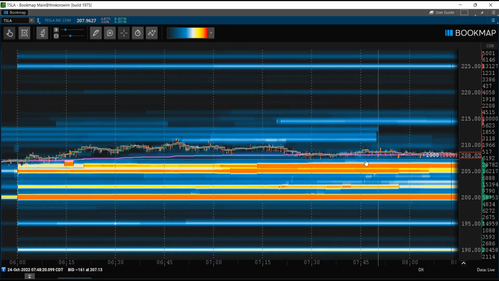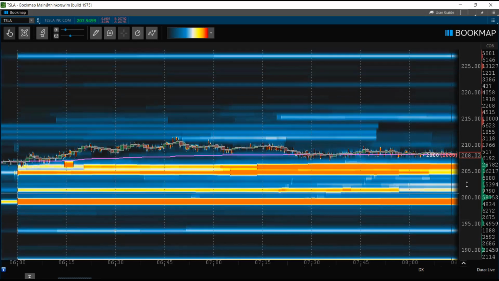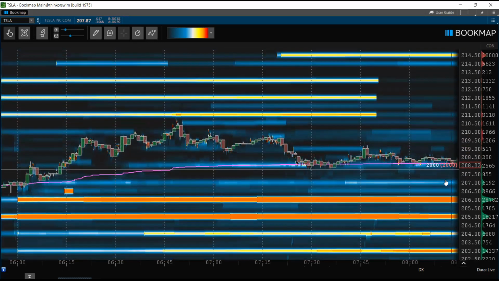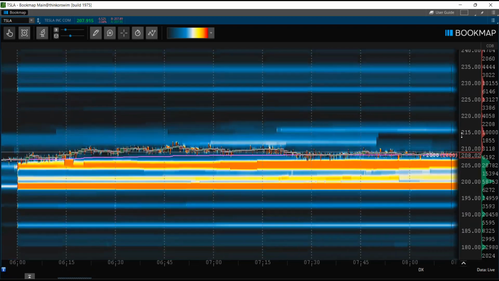So with that said, the major $5 increments, if we can see orange and red on that, that is a major level of liquidity. It's that simple. Once we have identified this major level of liquidity, from there, now we have our bias. In this case, we're looking at Tesla here in the pre-market. Let's say you're very interested in trading Tesla for the day.